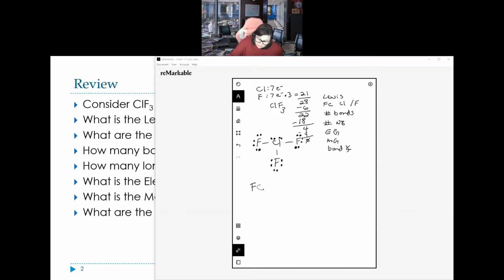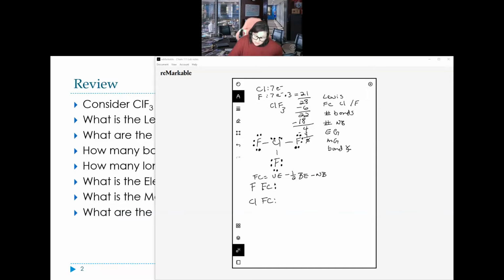Now, all of the fluorines look exactly the same, so we only have to do this calculation once. How do we calculate formal charge again? Formal charge is equal to the valence electrons minus half of the bonding electrons minus the non-bonding electrons.